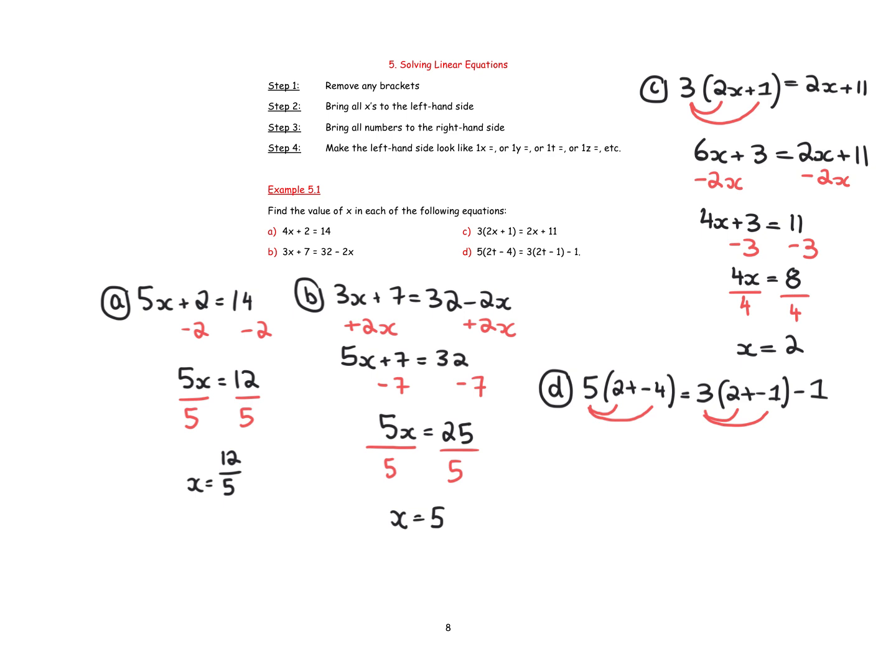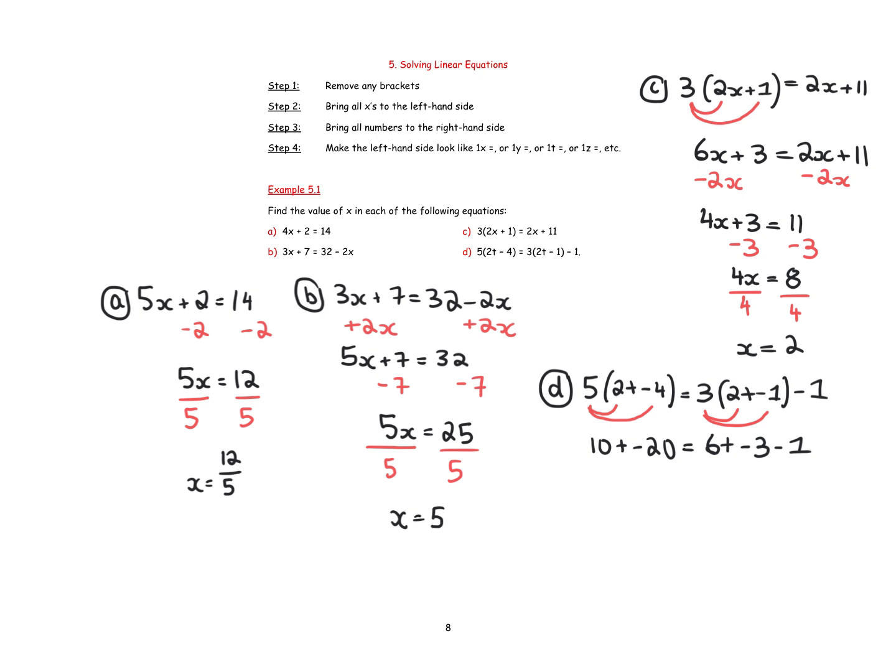Multiplying that out, we'll have 5 times 2, which is 10t, minus 5 times 4, which is 20, is equal to 3 times 2t, which is 6t, and 3 times minus 1, which is minus 3. Then we need to bring down the minus 1.